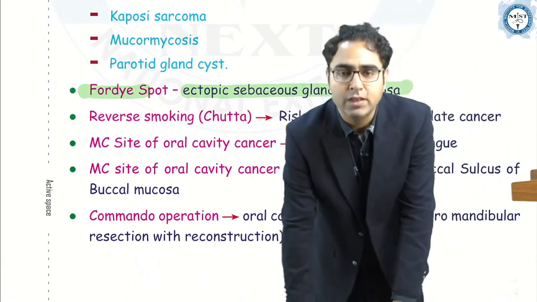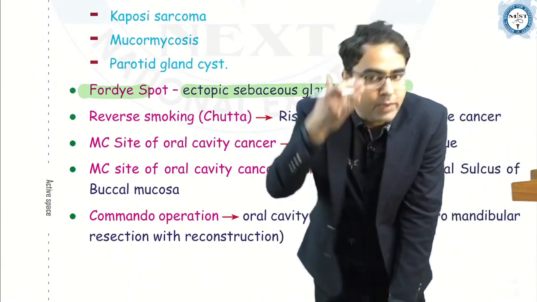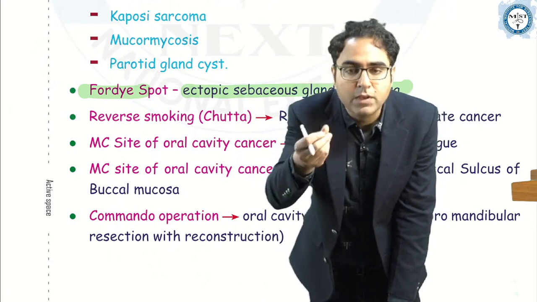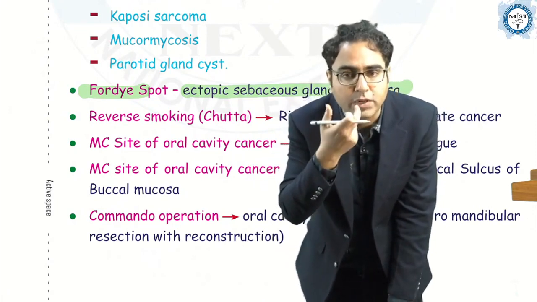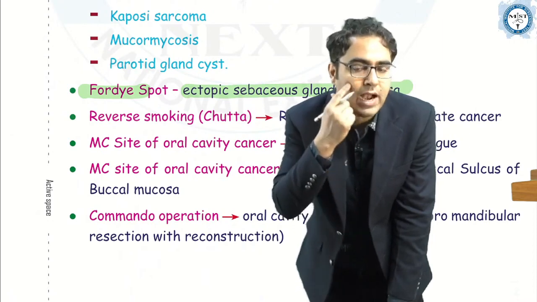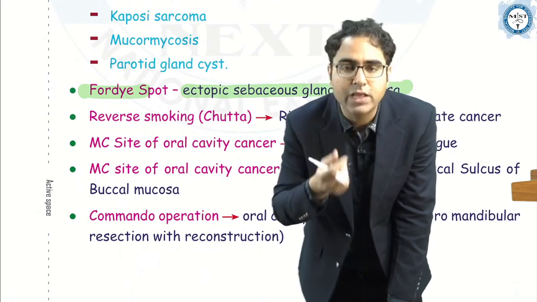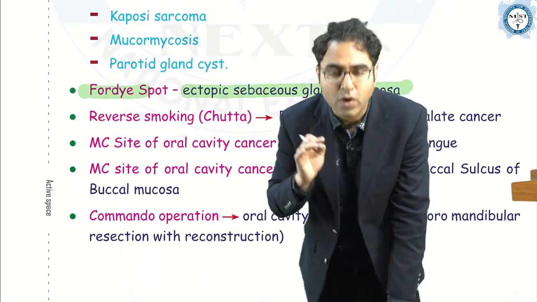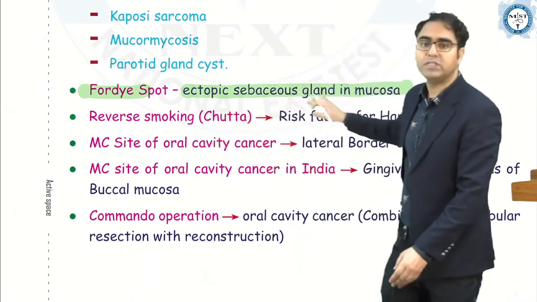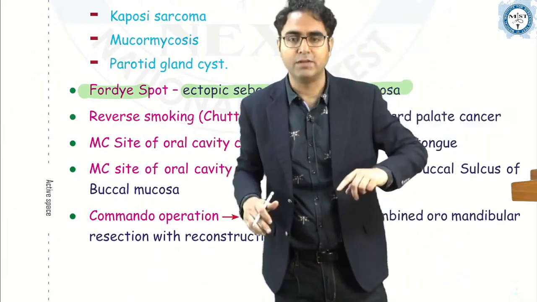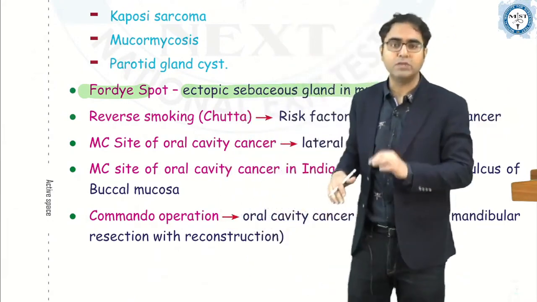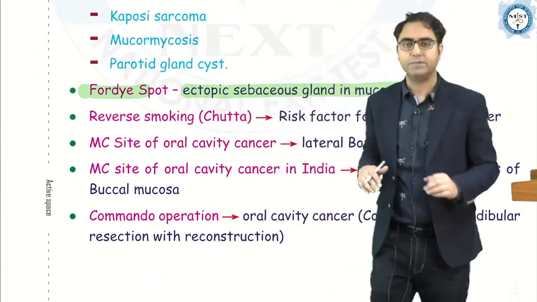Everybody, can you tell me sebaceous gland? Look at me, sebum. Sebaceous glands are part of skin, not of mucosa, not inside the mouth, beta. If by chance sebaceous glands form in the mucosa, they are called Fordyce spots, beta. Fordyce spots mean ectopic sebaceous glands in mucosa.